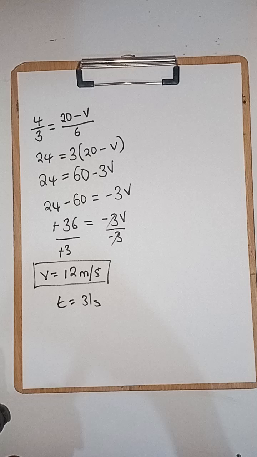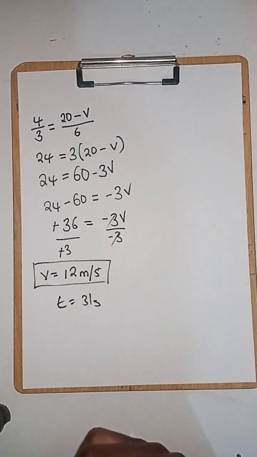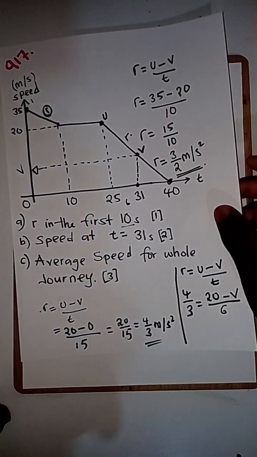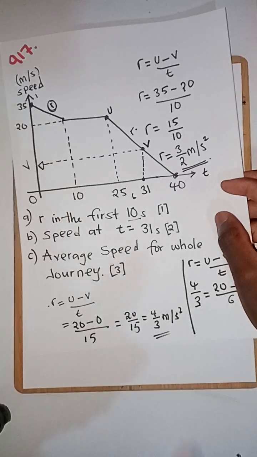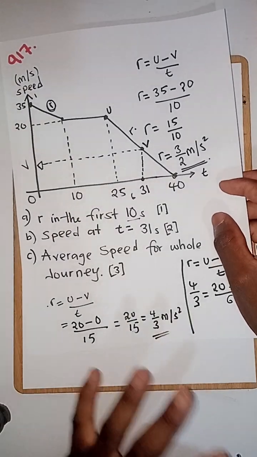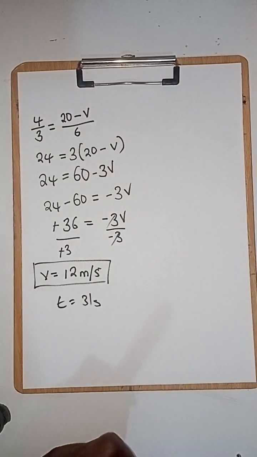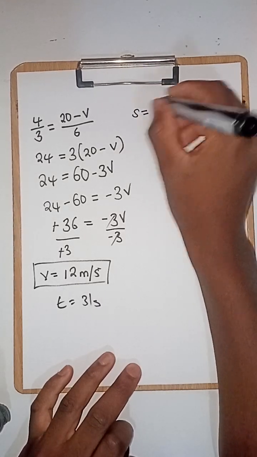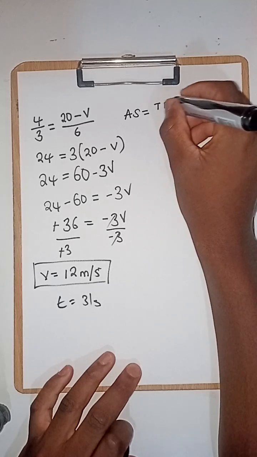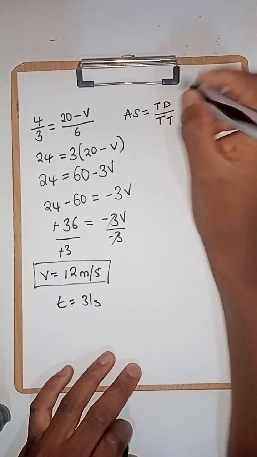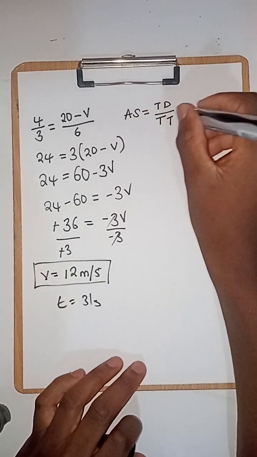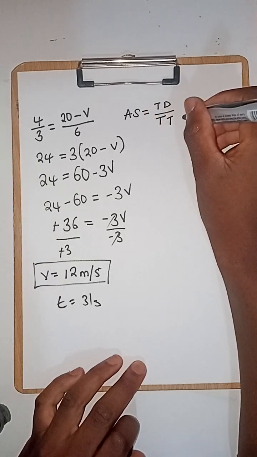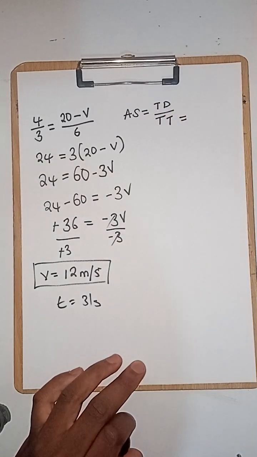This is how we find the value of v in that situation. Now let's go to the last one. It says find the average speed for the whole journey. So for the speed, we know that average speed is equal to total distance over total time taken. Now look at this. We have the total time taken as 40 seconds.